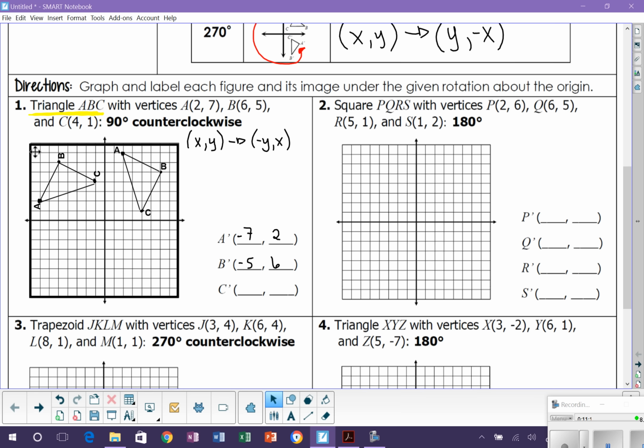And that goes there. Okay. Minor setback. And then for C, I think I did that one right. -1, 4. Yep.